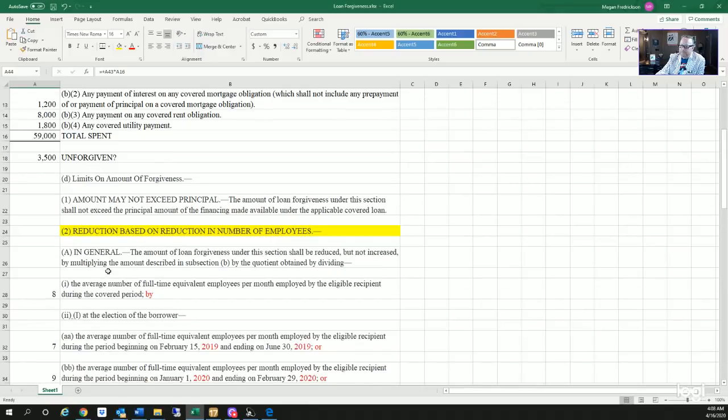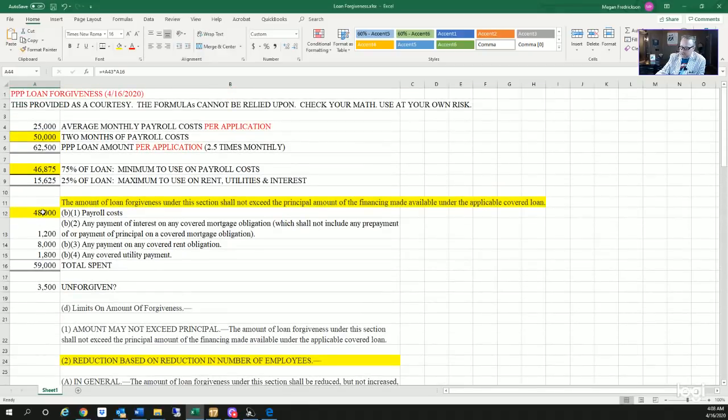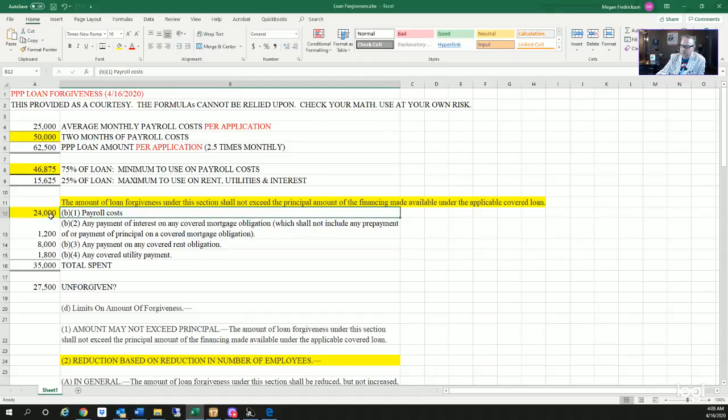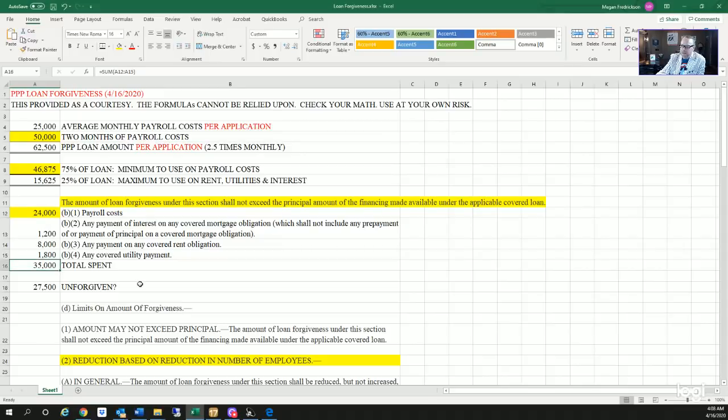Okay. Now, let's just say that we have someone here and they're like, gosh, everybody was gone and I only had 1 month worth of payroll. Okay, so you got 24,000. Okay, so you spent a total of 35. You borrowed 62. 75% is the 46. You spent 24 on payroll. Okay, you had these others. You spent 35.